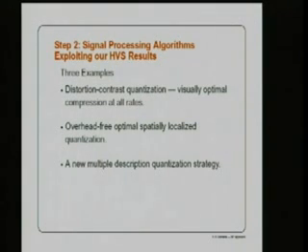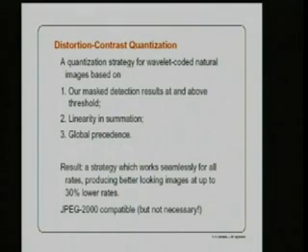What I would like is compression that is visually optimal at all rates. Now, I'm playing fast and loose with the word optimal. What I mean here is that if you give me a rate, I can produce an image that a majority of observers will prefer to any other image produced at that rate. And then I'll talk about some spatially localized quantization that uses the stuff that I just skipped.